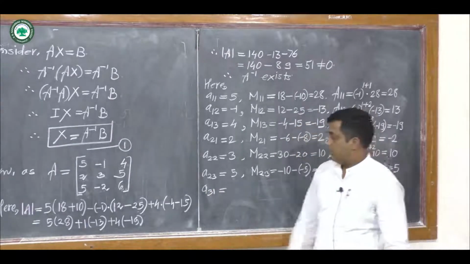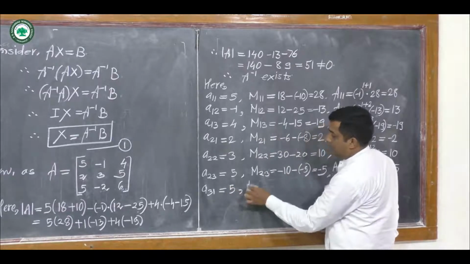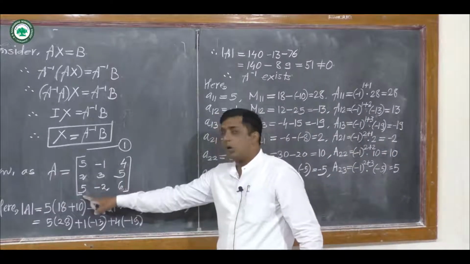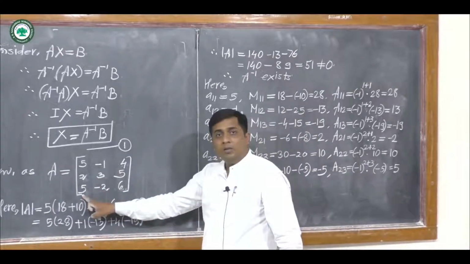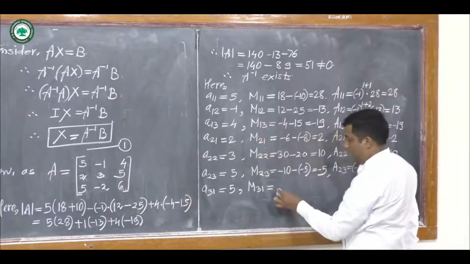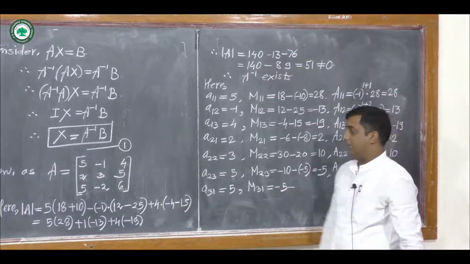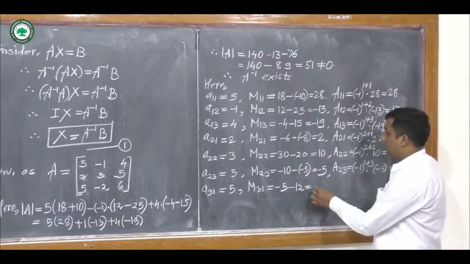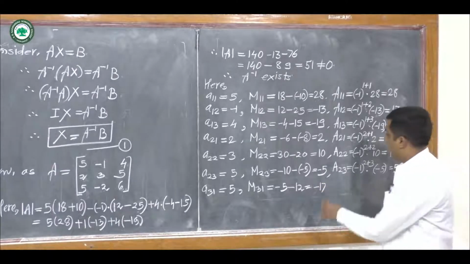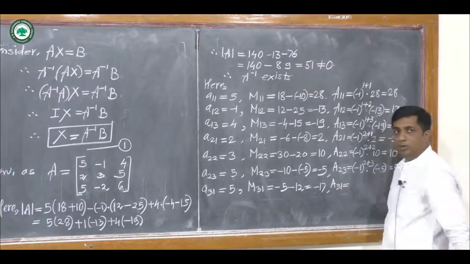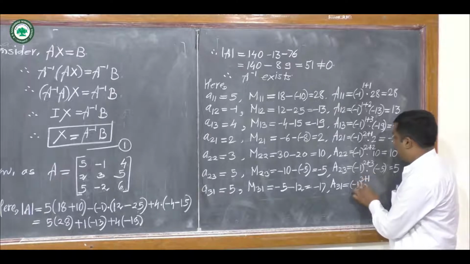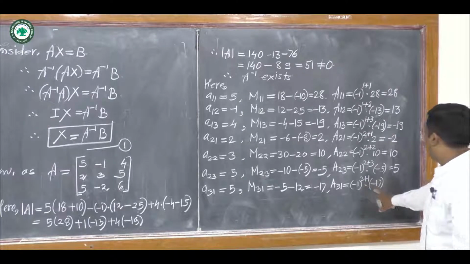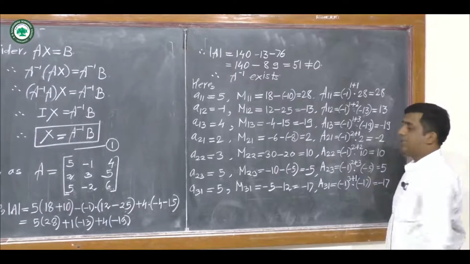Next, A31 is 5. Its minor M31: A31 is in the third row and first column, so we delete the third row and first column and consider the remaining elements. Here minus 1 into 5 is minus 5, then with minus sign, 3 into 4 is 12, and this is equal to minus 17. Now its cofactor A31 is minus 1 raised to 3 plus 1 into the minor, which is minus 17. Minus 1 raised to 4 is 1, and 1 into minus 17 is minus 17.